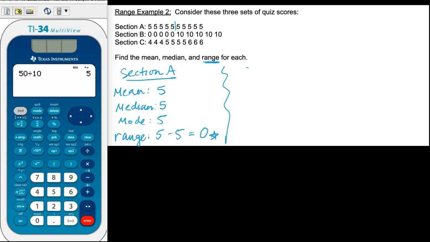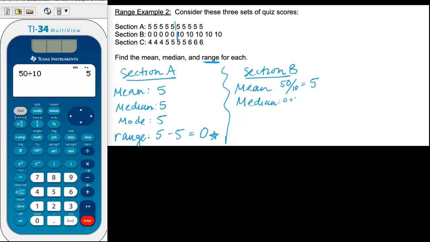Okay, so for section B, let's look at the mean. If we add those all up, 10, 20, 30, 40, 50, okay, so if we take 50 and divide by 1, 2, 3, 4, 5, 6, 7, 8, 9, 10, if we divide by 10, we get a mean of 5. And then for the median, if we look at the center, which looks like it's about right here, we've got 5 on the right and 5 on the left, it's in between 0 and 10.